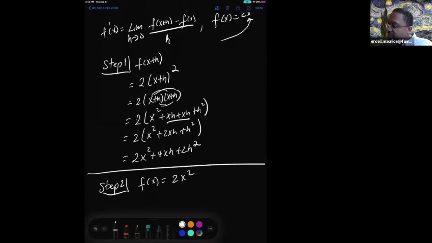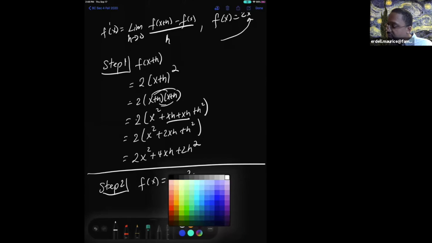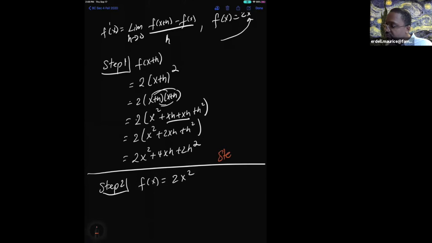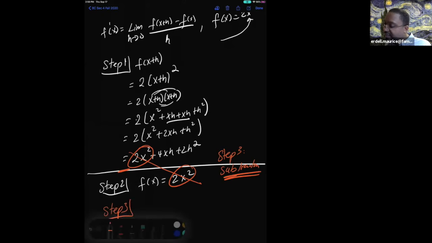Step number 3 is the subtraction step. And so I got to subtract the 2 answers. Well, the 2x here and the 2x here, when I'm subtracting, these two will cancel out. Nothing else cancels out. And so that simply leaves me with 4xh plus 2h squared.